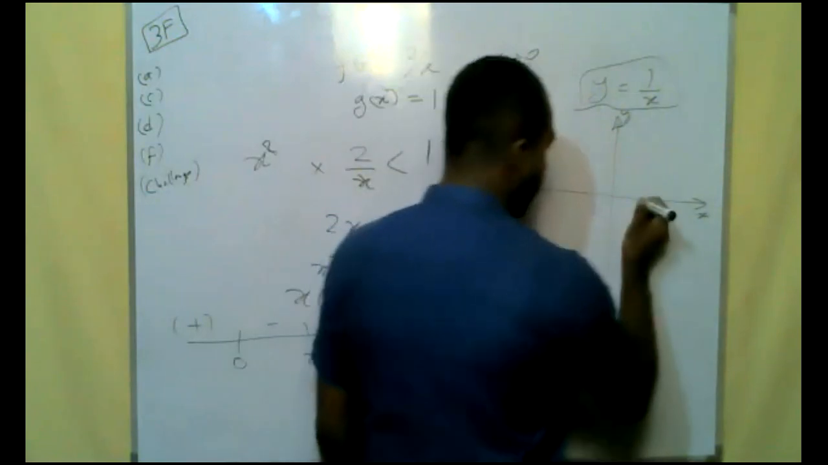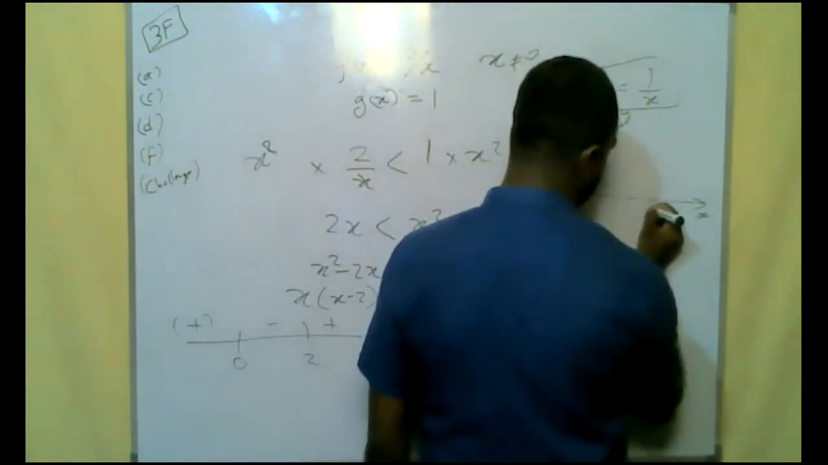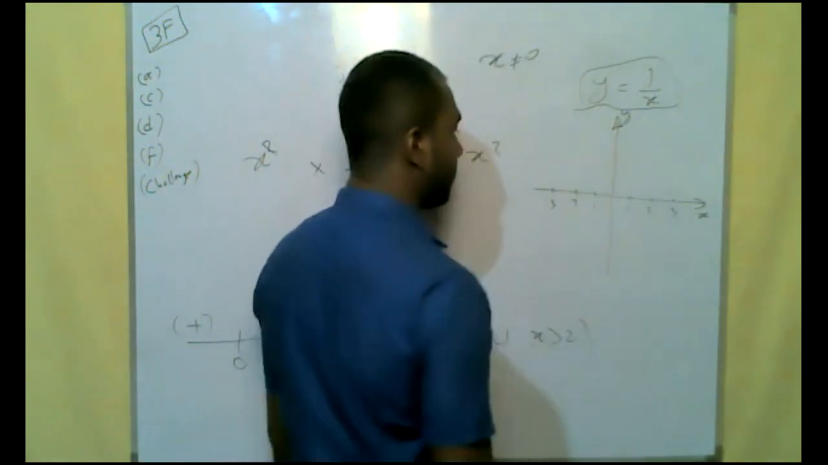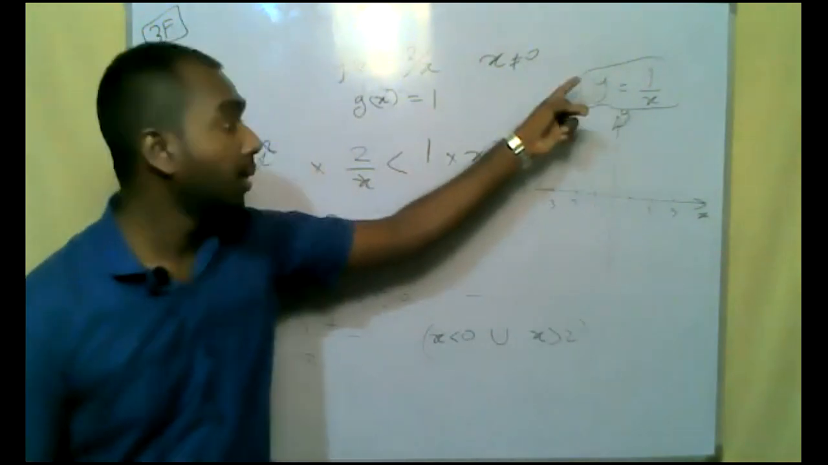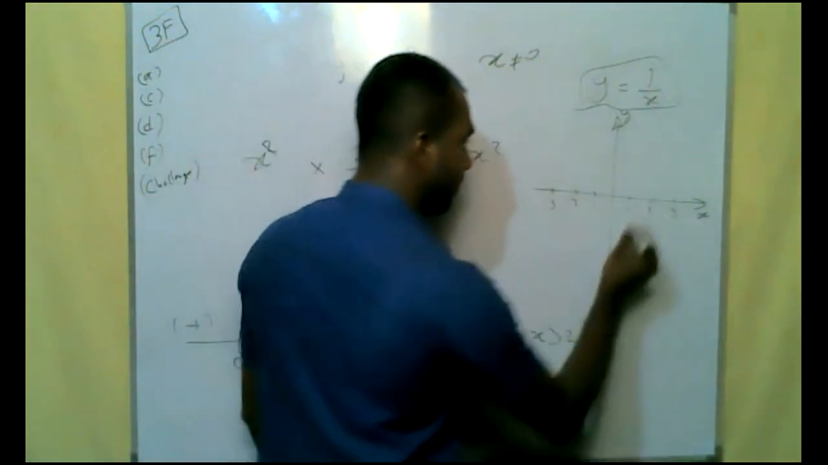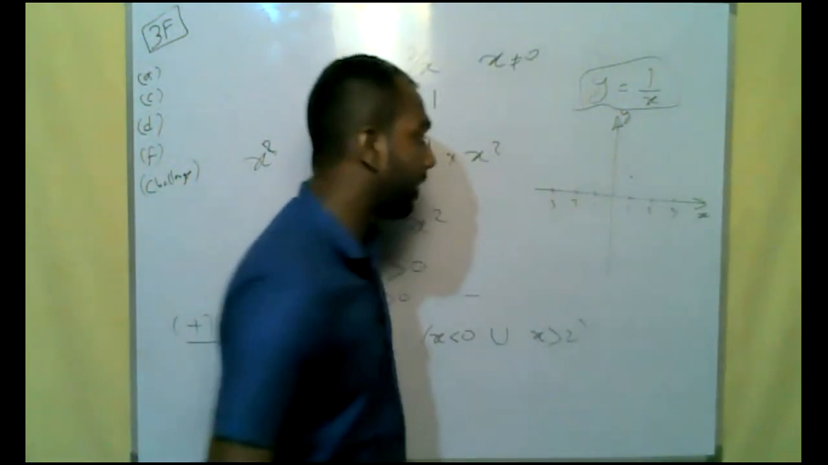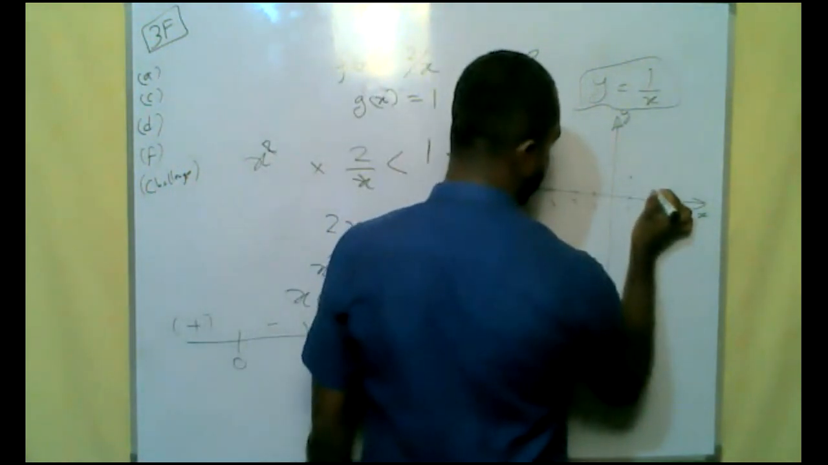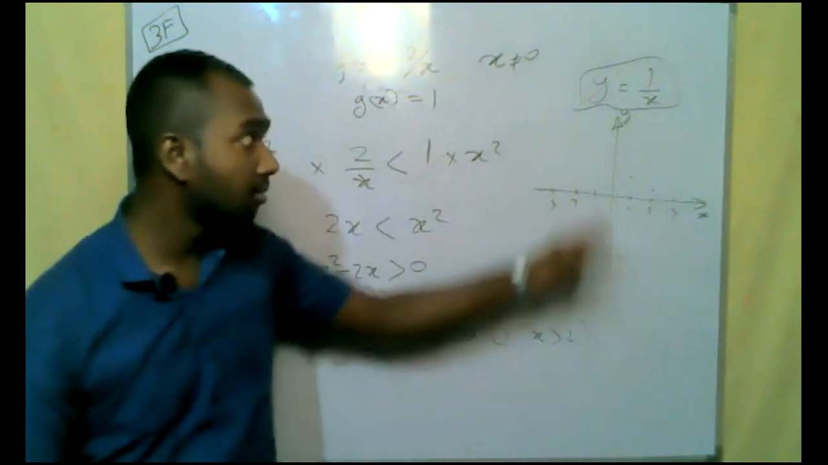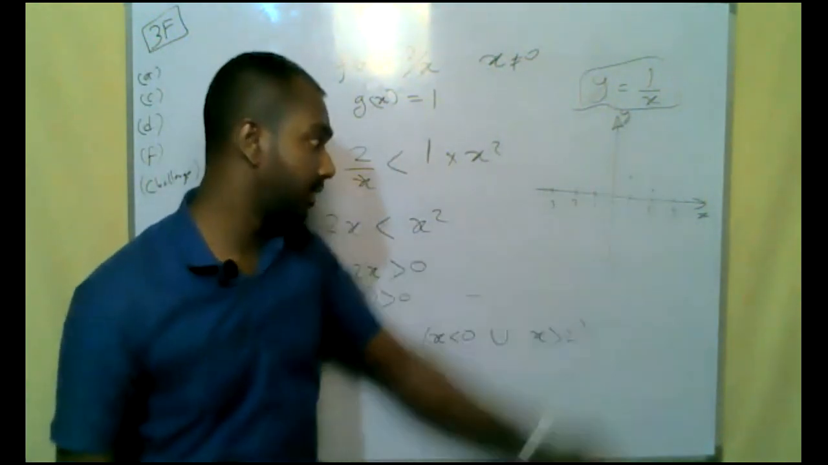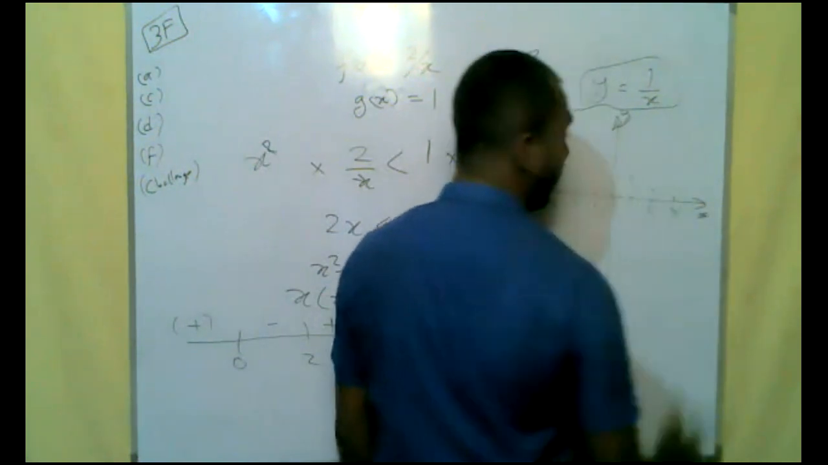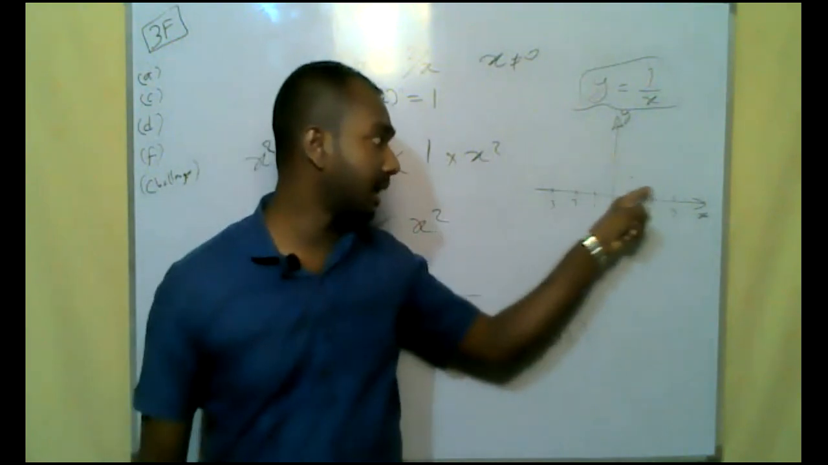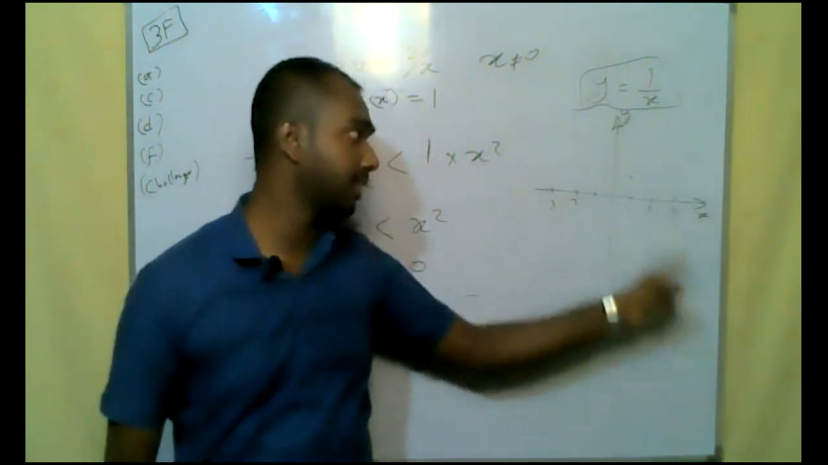Let's just put some values here. 1, 2, 3. When x is 1, y is 1. It's somewhere here. When x is 2, y is half. That means the value is reducing. When x is 3, it is 1 over 3. It's again reducing. When x is 10, it's 0.1. You can see that when the number increases, the value of y decreases.